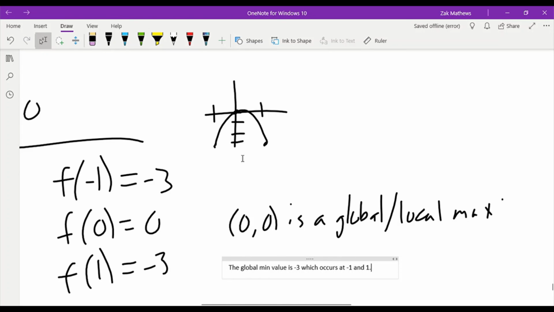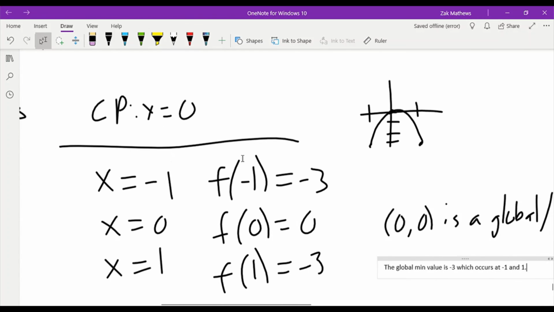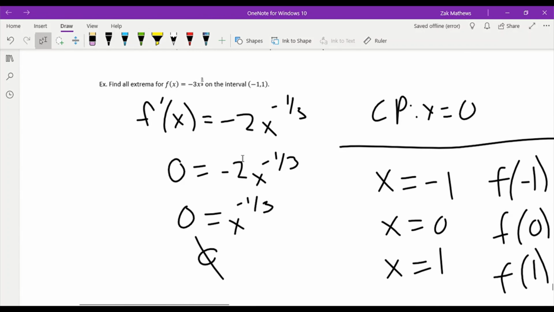So anytime we are looking for the extrema, we are paying attention to what our endpoints are and what our critical points are. In critical points, we need to know when our derivative is equal to 0, and also when it is undefined.